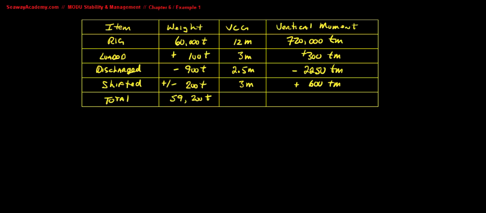We add the vertical moment column, 720,000 plus 300 minus 2,250 plus 600 is 718,650 ton meters.